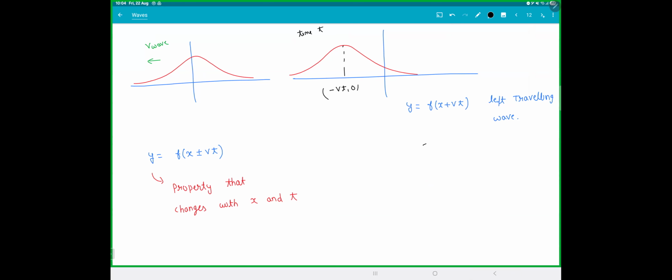Are you getting this thing? So this can be written as this. You can also write it as f of ax plus or minus bt. Same thing. Plus indicates right traveling. Minus indicates left traveling.